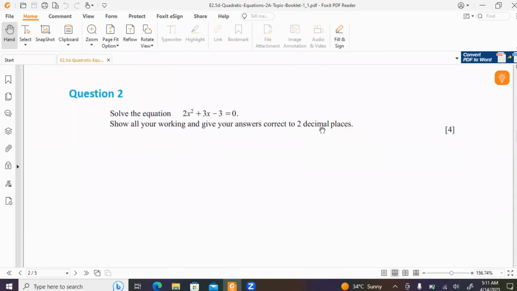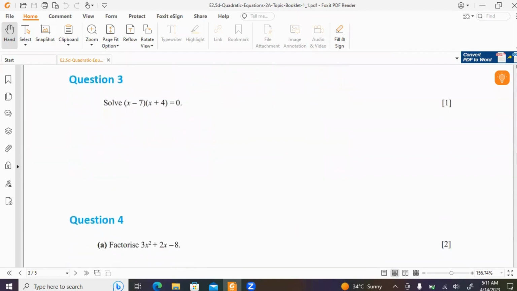If we look at question 2, it's similar, okay, let's do question 3. In question 3, it's saying solve x minus 7 times x plus 4 equals to 0. Now, if you look at the question, it's only a 1-mark question, which means it's just one step. Now, if you go back to the question, two brackets are being multiplied and the result of their product is equal to 0, which means either of these two brackets can be equal to 0, or both can be equal to 0, because when you multiply them, the final answer is 0.